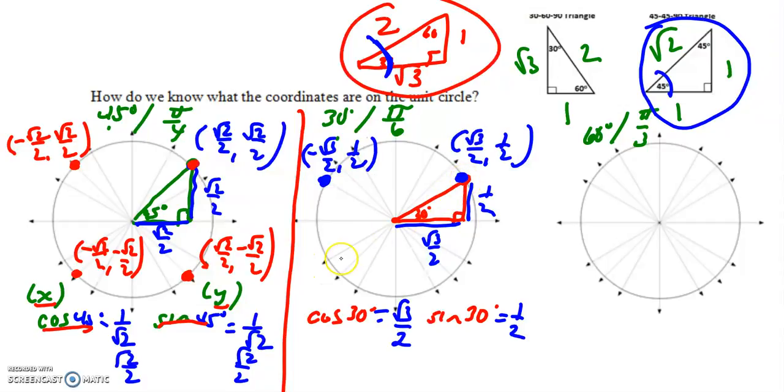Notice in the third quadrant, if you draw a straight line, this angle is going to go with 30 as this reference angle. Both coordinates are negative. So you'd have negative root 3 over 2, comma, negative 1/2.